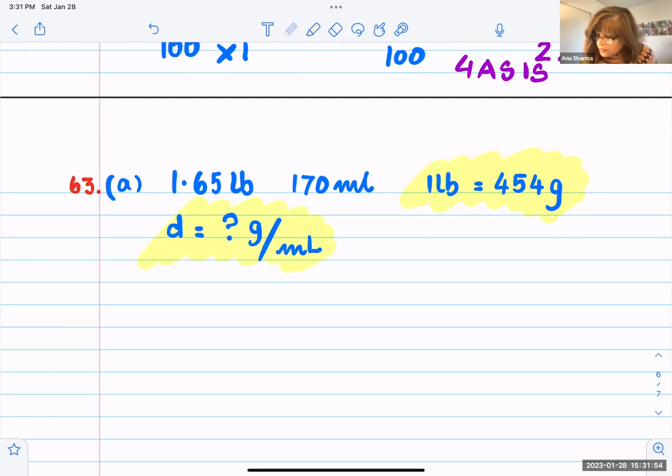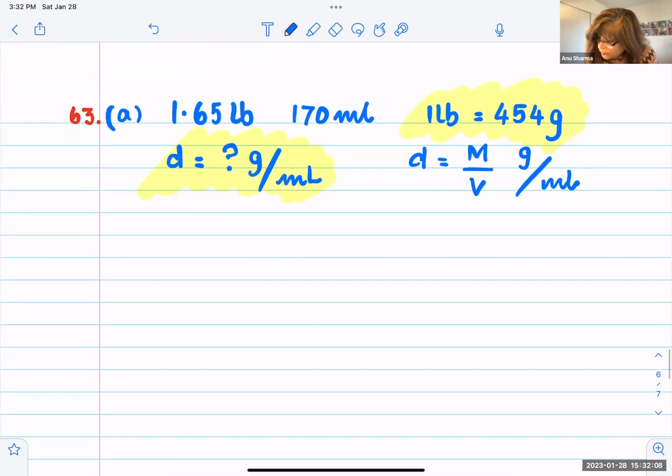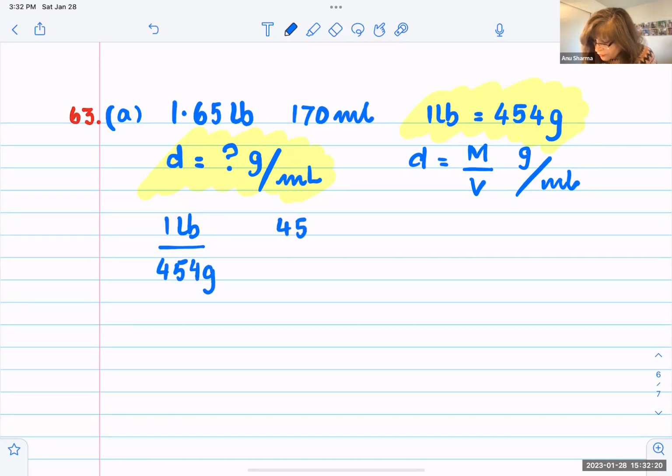In this case, you are finding the density, and you should know the formula for density. Density is mass over volume. So mass is in grams, and volume in this case is in milliliters. Okay, so let's do this now. Write down what is given and the conversion factors. We know the conversion factors are 1 pound over 454 grams, or 454 grams over 1 pound. These are the two conversion factors of the equality.